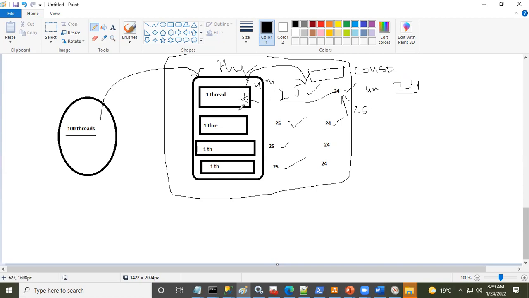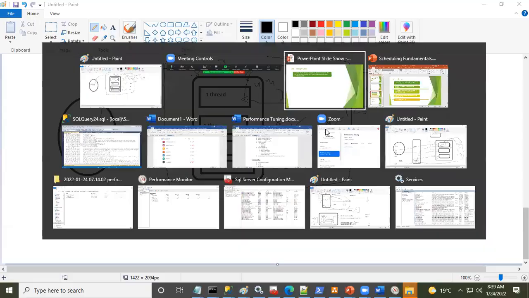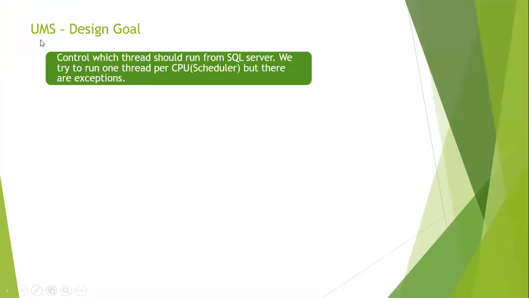To avoid this, the main purpose is to avoid context switching. So we have introduced UMS, user mode scheduling. We will be scheduling on our own mechanism, so we'll schedule our own.